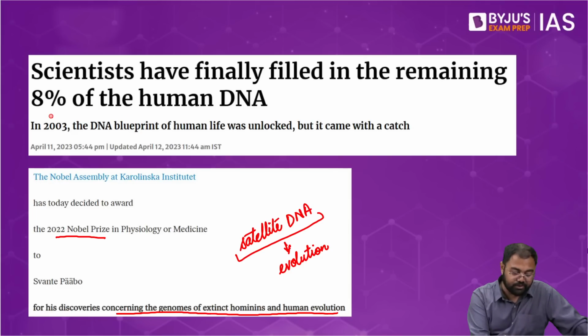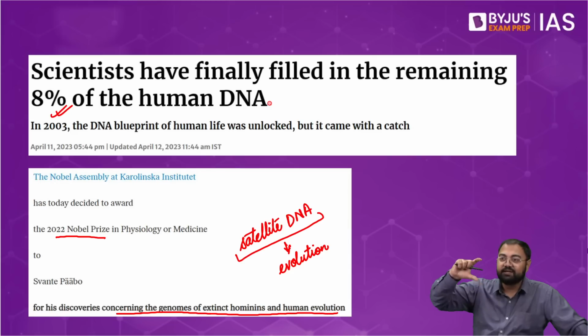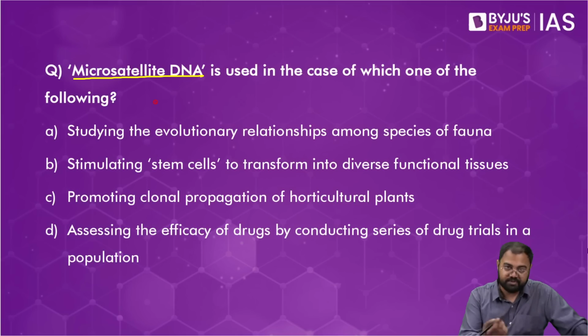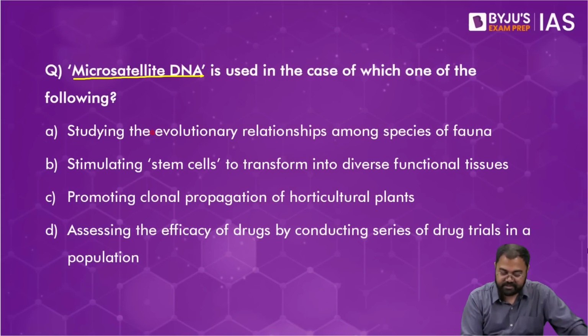And even this news that scientists have finally filled the remaining 8% of the human DNA. When it comes to satellite DNA, what we know is that these are DNAs that keep on repeating from one generation to another. The microsatellite DNA also keeps on repeating from one generation to another. So they would be able to establish relations between two different generations. That's why studying the evolutionary relationships between species of fauna is what can be established with microsatellite DNA.